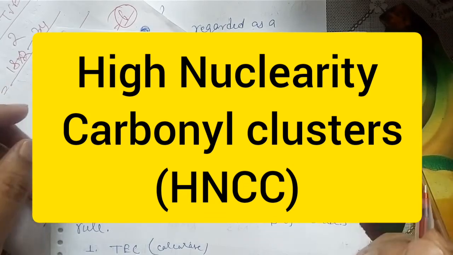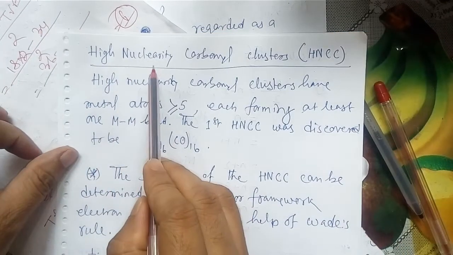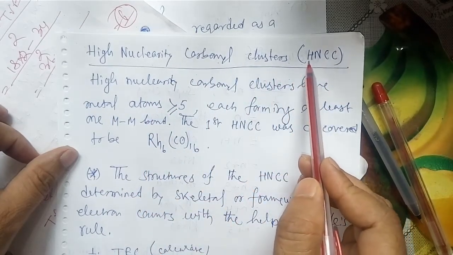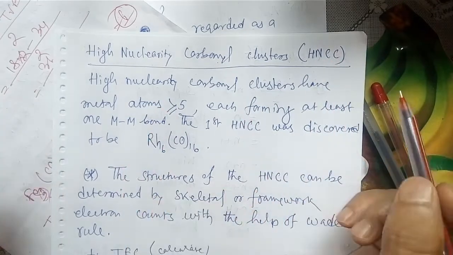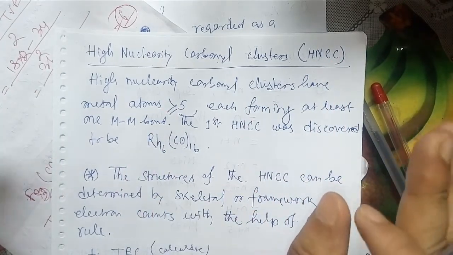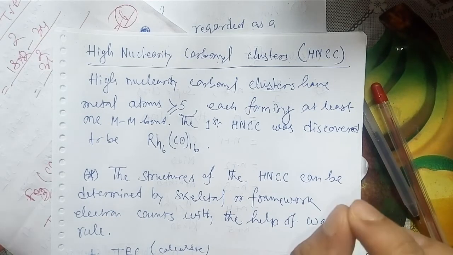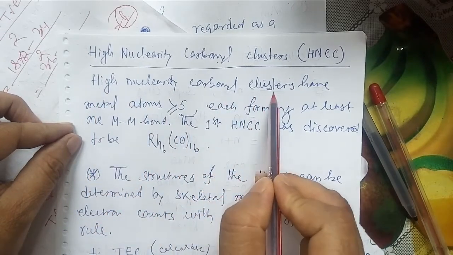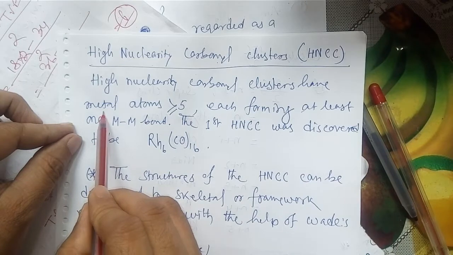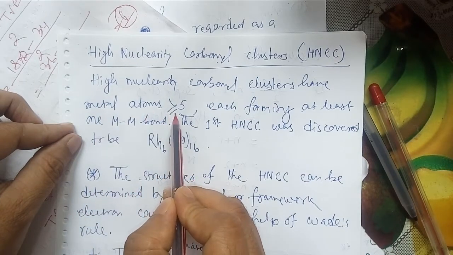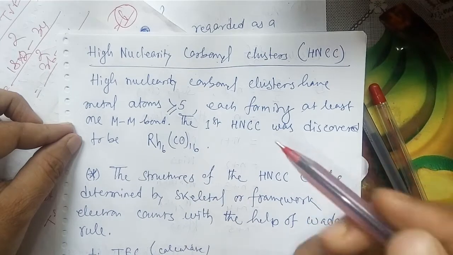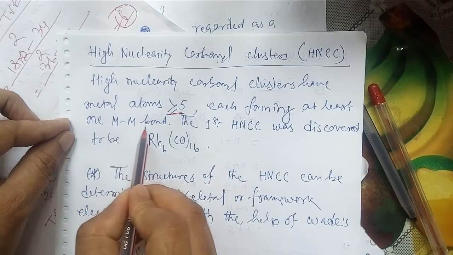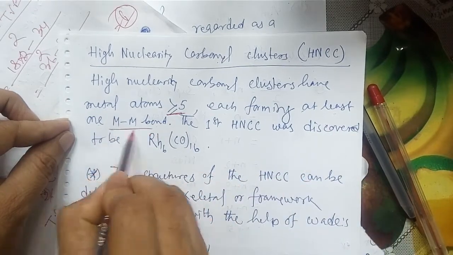Hello everyone. In this video I'll discuss high nuclearity carbonyl clusters, in short HNCC. First of all, the definition is not needed in detail, only this one you have to understand. High nuclearity carbonyl clusters have metal atoms greater than or equal to 5, each forming at least one metal-metal bond.